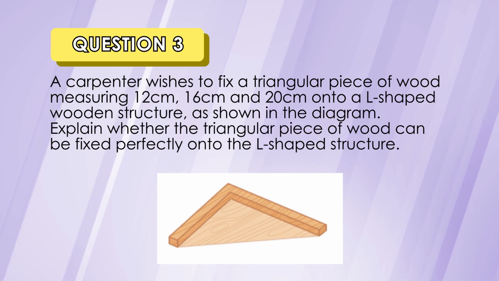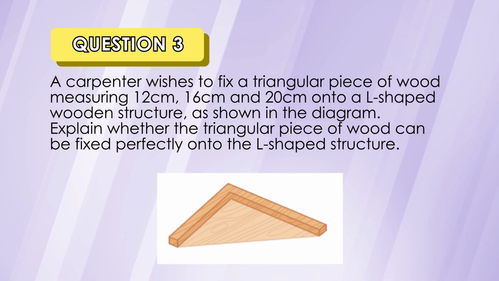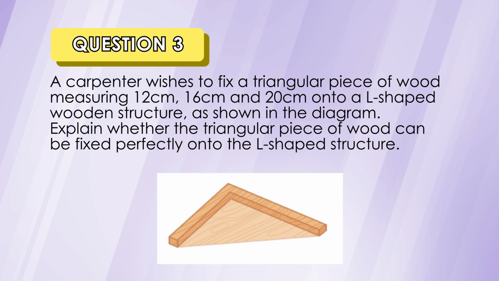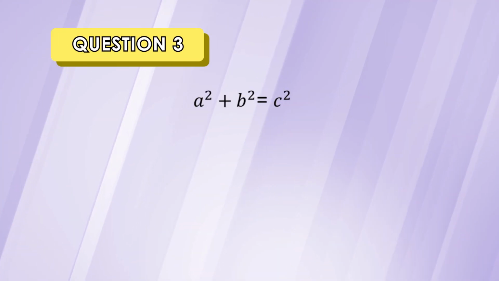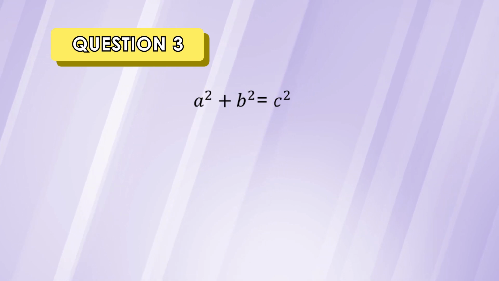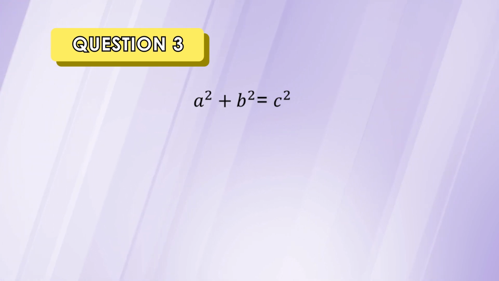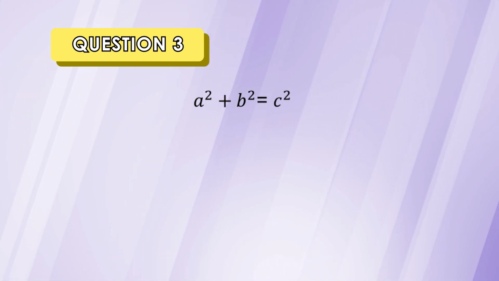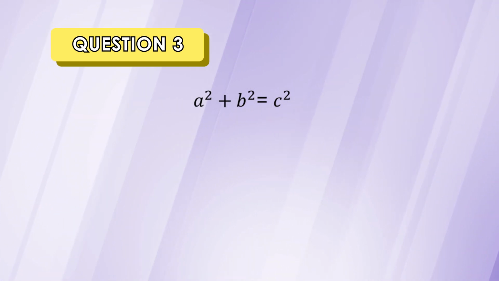Children, can an L-shaped structure be considered a right-angled triangle? Of course it is. That means I can use the Pythagorean theorem to prove the triangular piece of wood can be fixed perfectly onto the L-shaped structure. Pythagorean theorem says A squared plus B squared equals C squared. C is the hypotenuse, or in this case, the longest length, which is 20 centimeters. We need to prove the left-hand side equals the right-hand side.